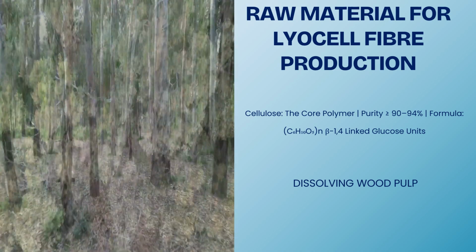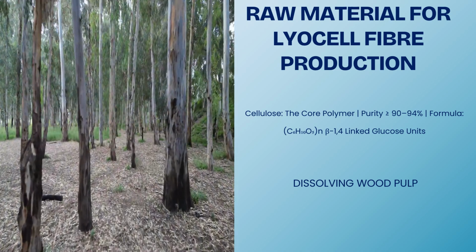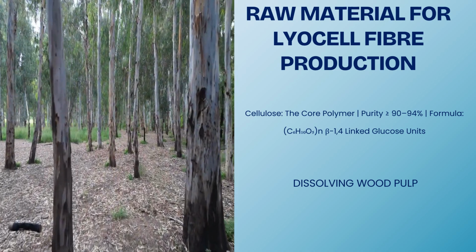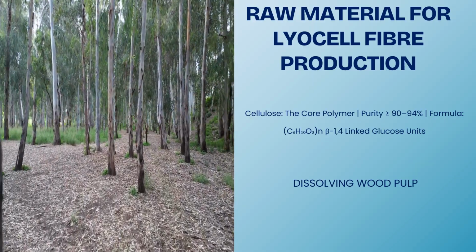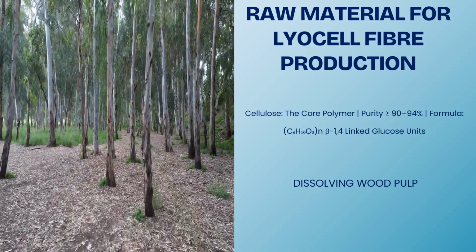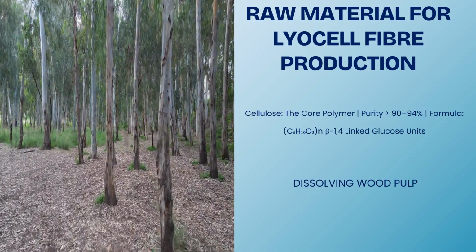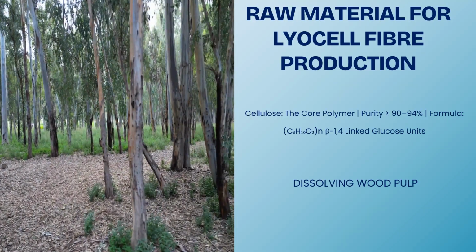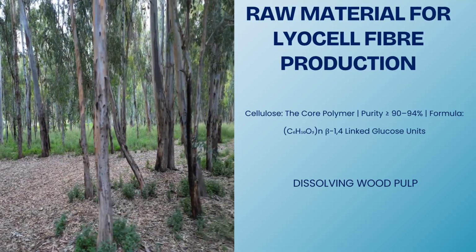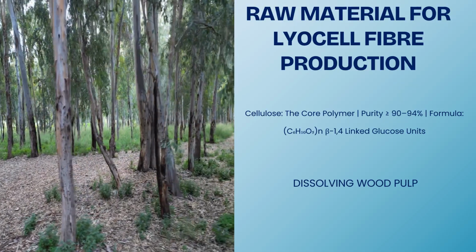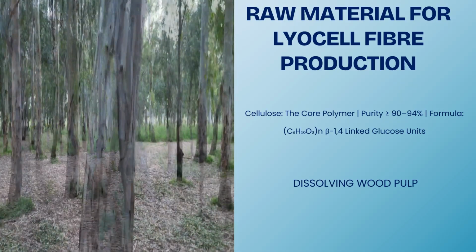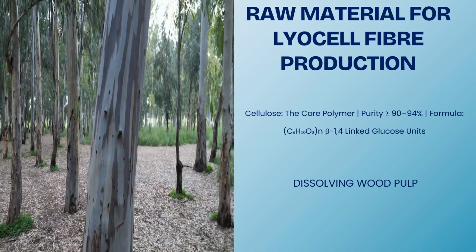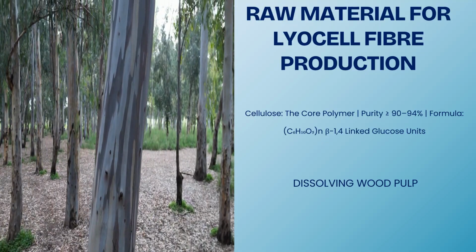Welcome to this presentation on raw material for lyocell fiber production. Lyocell is a modern regenerated cellulose fiber known for its high strength, softness, and environmental advantages. The most important raw material for lyocell production is high-purity cellulose obtained from dissolving wood pulp. In this presentation, we will understand the sources of cellulose, pulp manufacturing, purification, quality requirements, and preparation steps before dissolution.